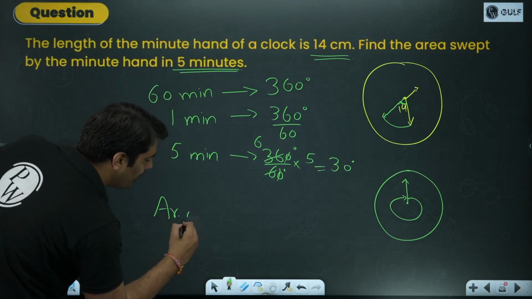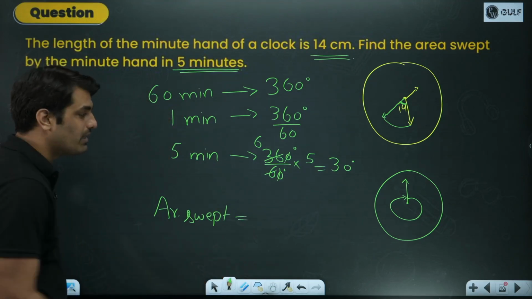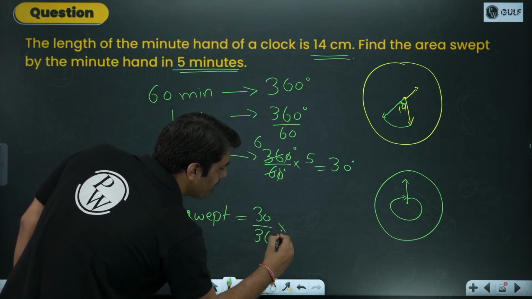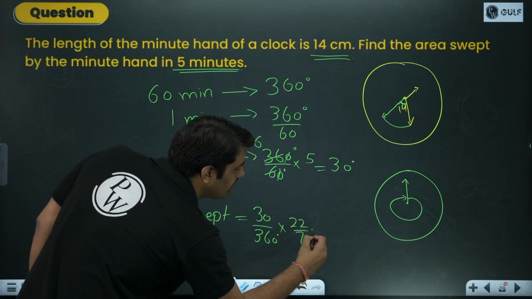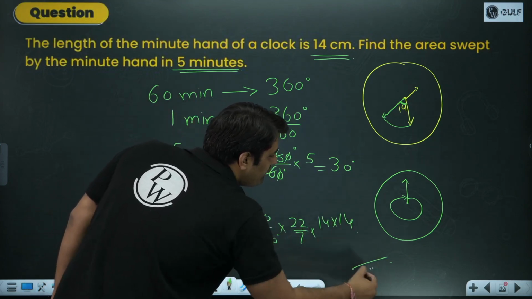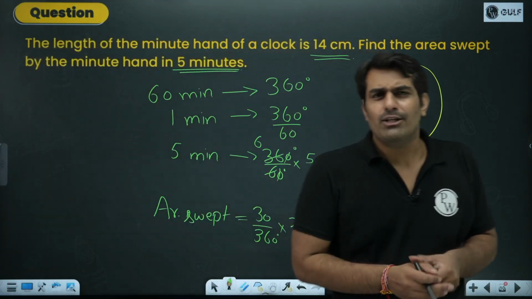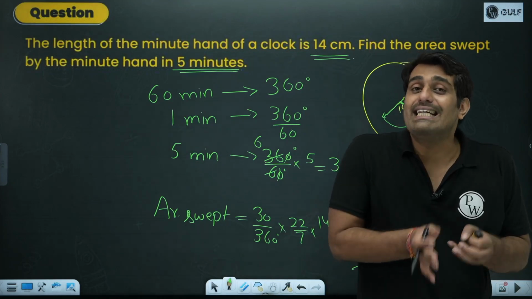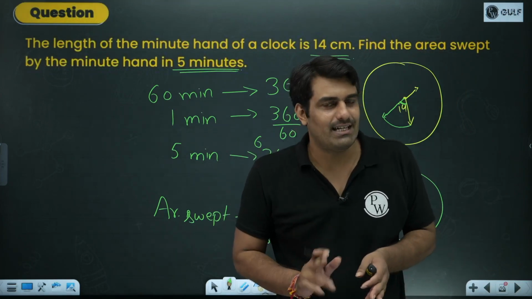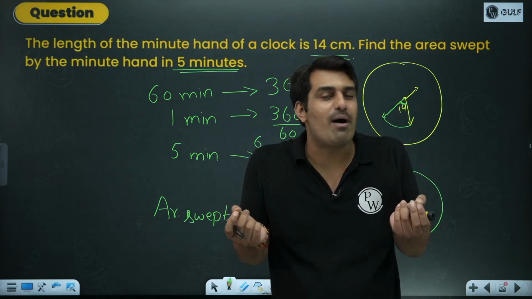So the area of the sector would be very simple to calculate. The area swept will be theta, that is 30 by 360 degrees, multiplied by pi, that is 22 by 7, times r, that is 14 given to us, 14 into 14. If you do the calculation, you will get the area swept by the minute hand, and this is how we need to approach the problem. What I taught you are the types of problems we can have. One can be a very simple problem where you just apply the formula. Another can be where you have to calculate the two basic requirements, theta and radius.